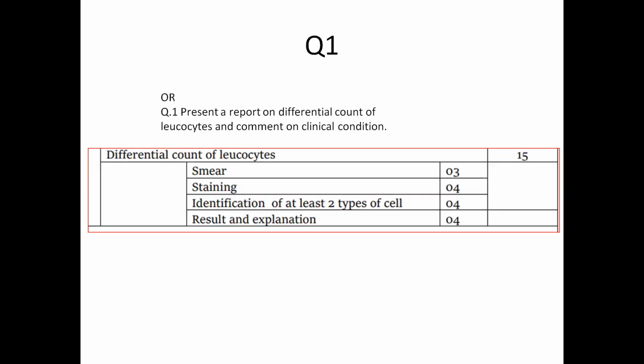It depends on the examiner also. They may change the marking scheme, but basically my idea is that the marking scheme will be like this only. Now, presentation or report on differential count of leukocytes and comment on clinical condition.